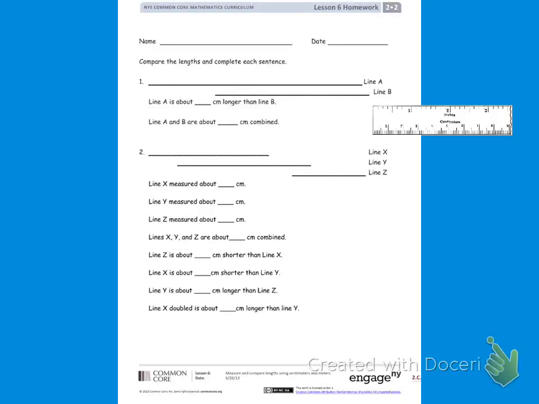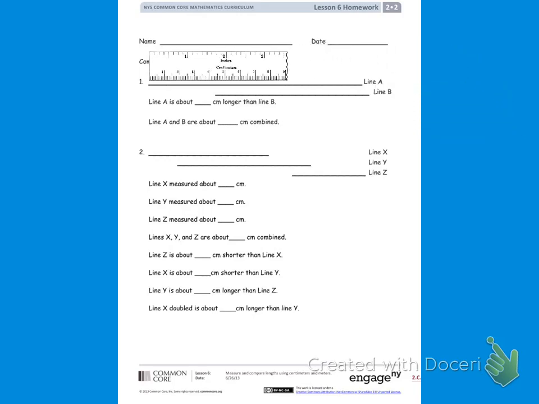In our previous lesson 5, our objective was to develop estimation strategies by applying prior knowledge of length and using those as mental benchmarks. Today, our objective in lesson 6 is to measure and then compare those lengths using centimeters and meters. I can see by looking at my page that all the units used are centimeters, so I'm going to take my centimeter ruler and measure the lines of lengths A and B.